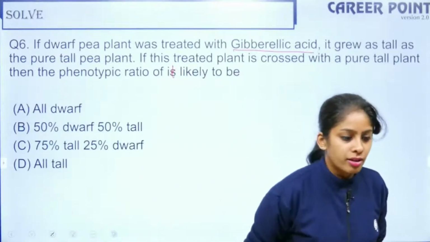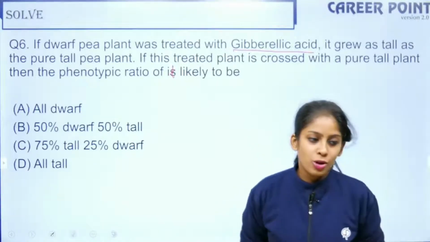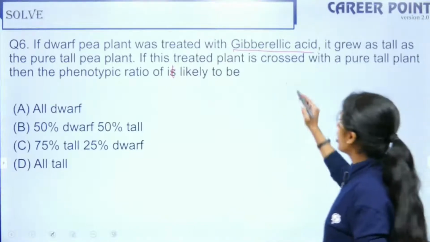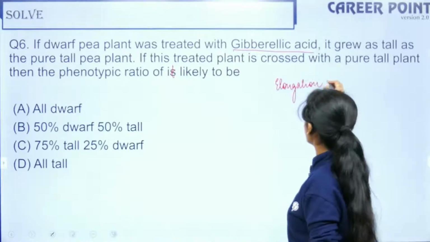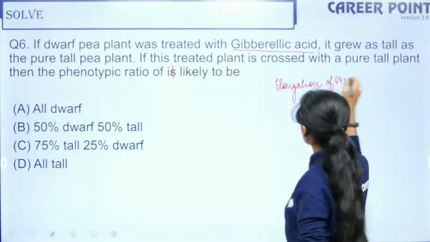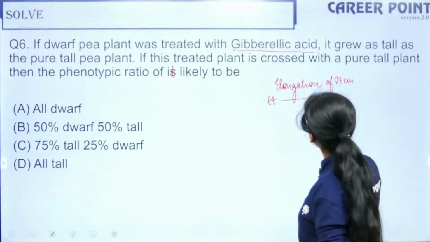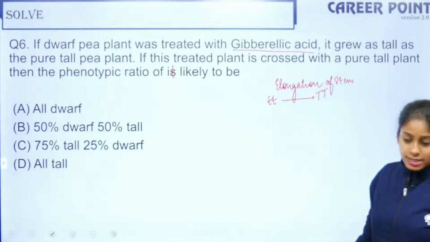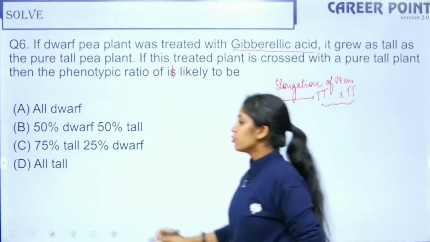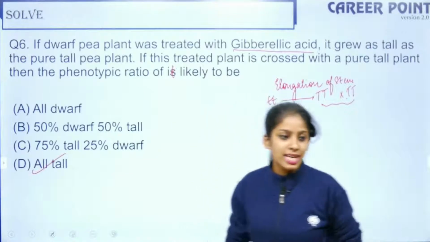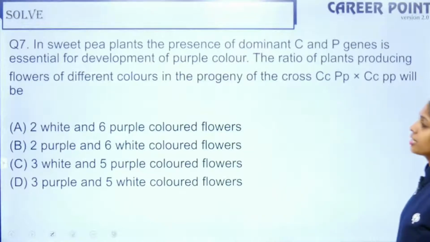Such a lovely question. Okay, option C. Why? What does gibberellic acid do? It causes elongation of the stem, right? So your dwarf plant, when it was treated with gibberellic acid, it became a pure tall plant. So now when you cross it with a tall plant, everyone will be tall, right? So the answer is all tall. So option D is the right answer. Yes, Vishal, absolutely right.